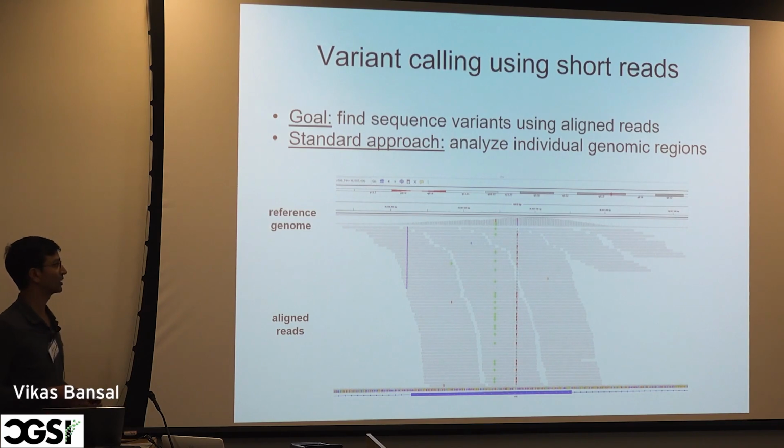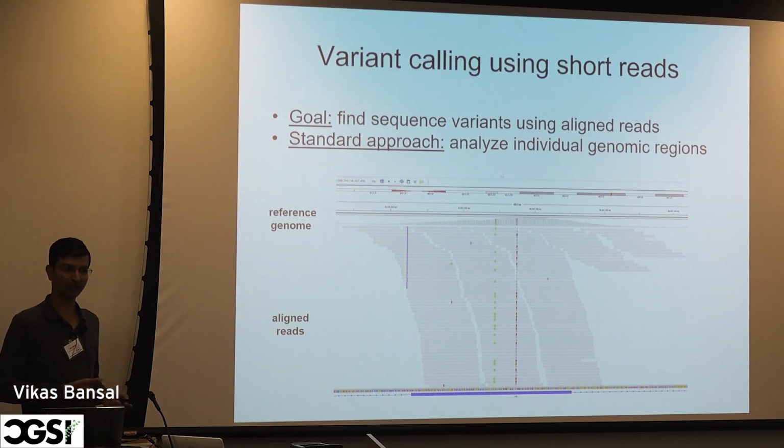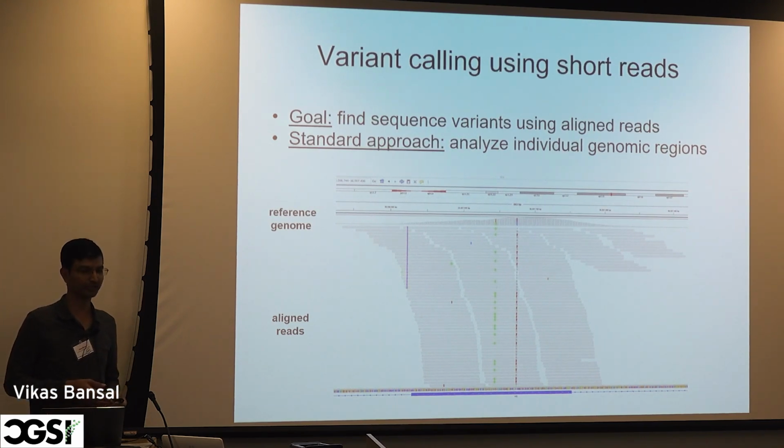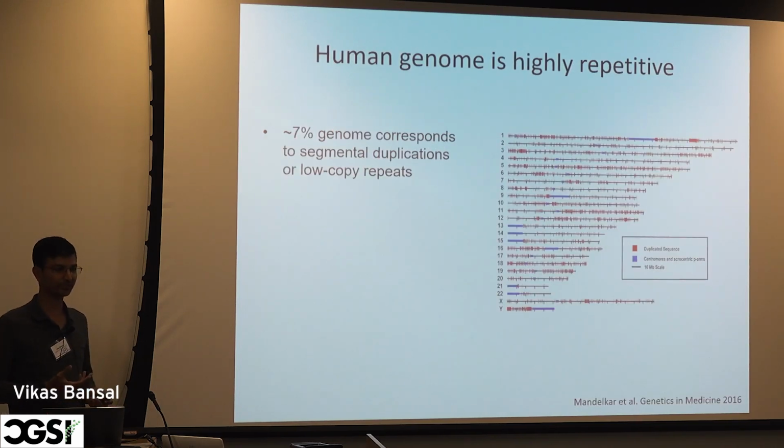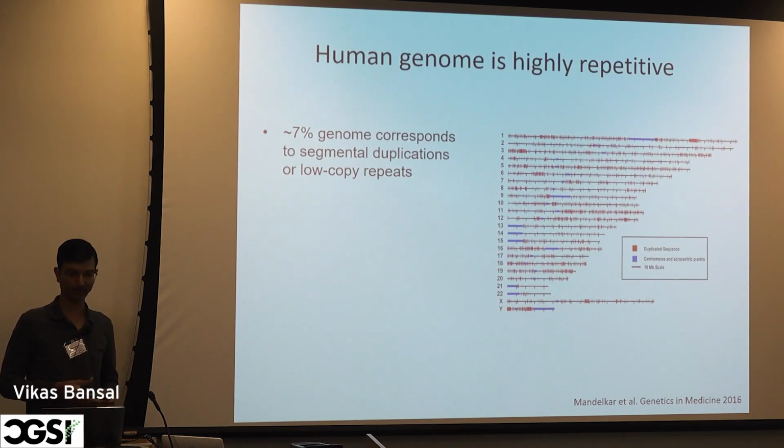It seems simple, but there are a lot of challenges associated with sequencing errors, alignment errors, and so on. A lot of tools are available for variant calling, and it's very, very accurate for at least single nucleotide variants. One of the challenges for variant calling comes from the fact that the human genome is highly repetitive.